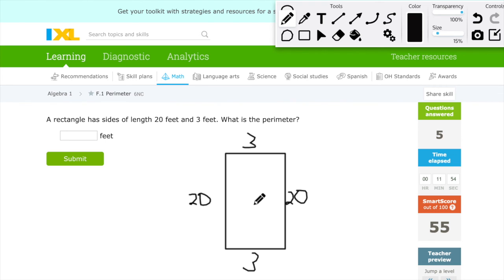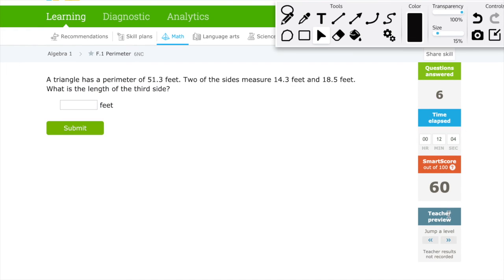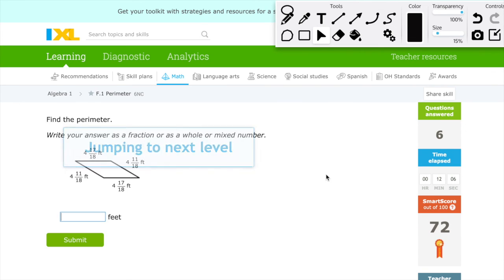If we add all those together, 20 plus 20 is 40. This would be 43. This would be 46. So it just gives you the visual there. All right, can we go any further?